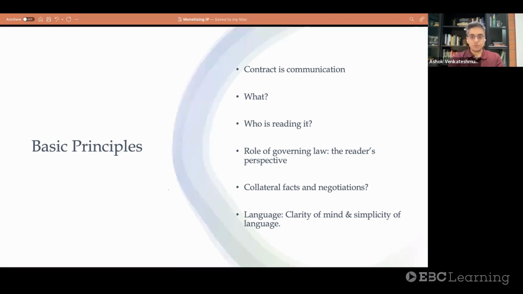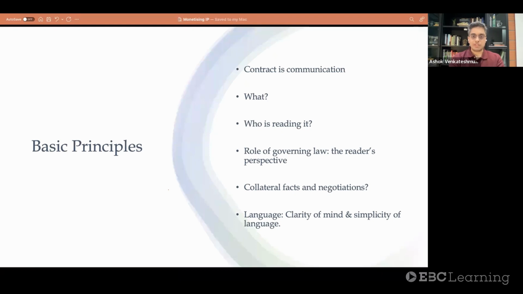And you can never assume that what is understood when it comes to interpretation of statutes will also be understood when it comes to interpretation of contracts. Interpretation of contracts is an entirely different set of principles. It is governed by an entirely different set of jurisprudence altogether.